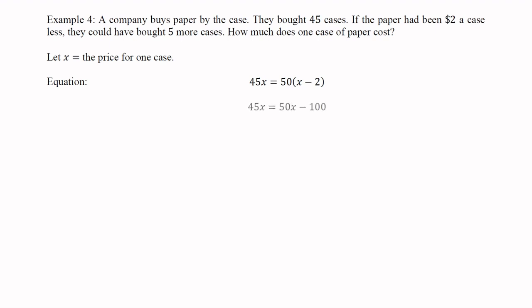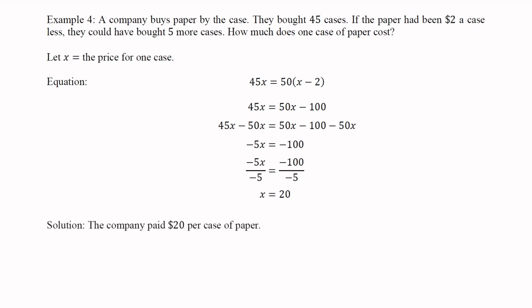So here we're going to distribute our 50, and we're going to subtract 50 from each side to get our variable on the one side. And then we're going to divide each side by -5 to give us 20. So our answer is the company paid $20 per case of paper.